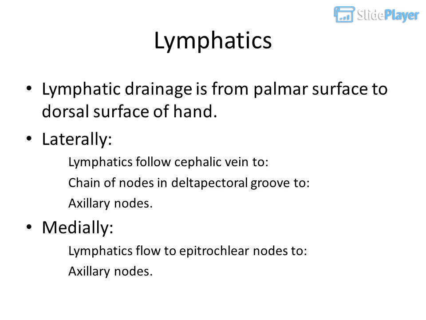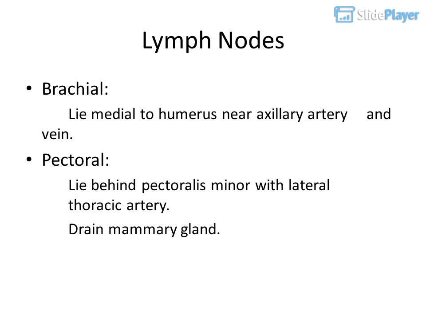Lymphatics. Lymphatic drainage is from the palmar surface to the dorsal surface of the hand. Laterally, lymphatics follow the cephalic vein to a chain of nodes in the deltopectoral groove to the axillary nodes. Medially, lymphatics flow to the epitrochlear nodes and to the lymph nodes: brachial, which lie medial to the humerus near the axillary artery and vein, and pectoral, which lie behind pectoralis minor with the lateral thoracic artery and drain the mammary gland.